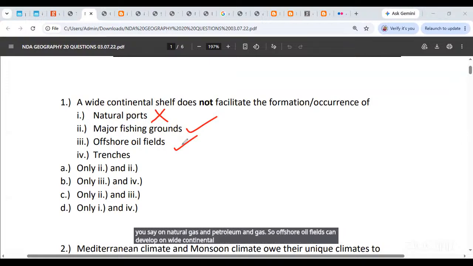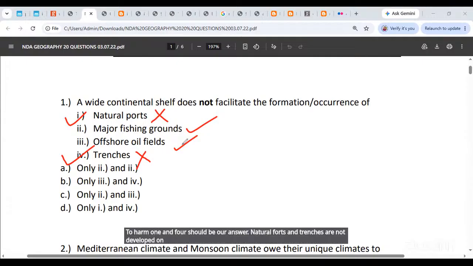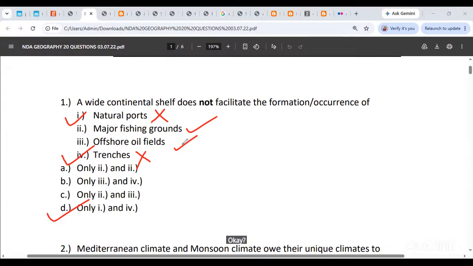And trenches, do trenches form on wide continental shelves? No. अच्छा नहीं, ये तो उल्टा बोल रहे हैं. वो बोल रहे हैं कि wide continental shelf does not facilitate the formation or occurrence of these two. तो हम 1 and 4 should be our answer. Natural ports and trenches are not developed on wide continental shelves. Do we have a 1 and 4? Yes, we do have a 1 and 4. Okay. Good.